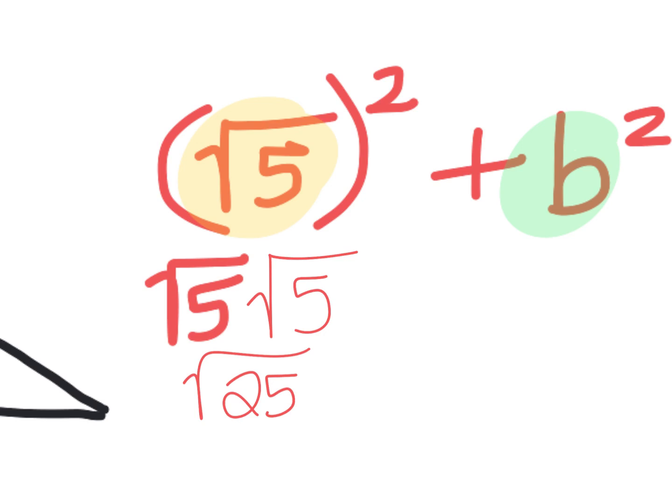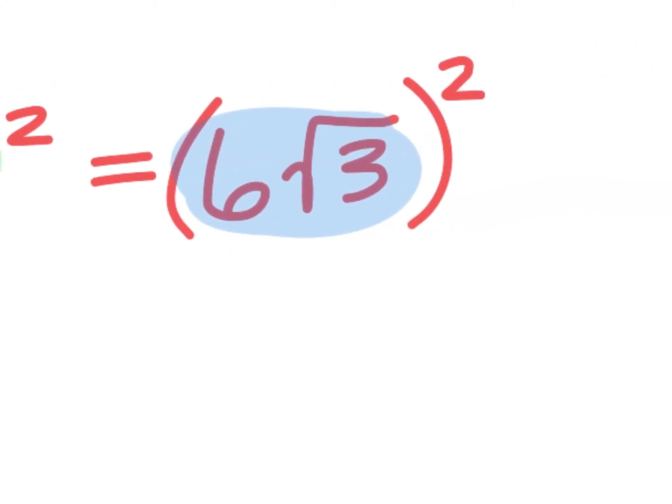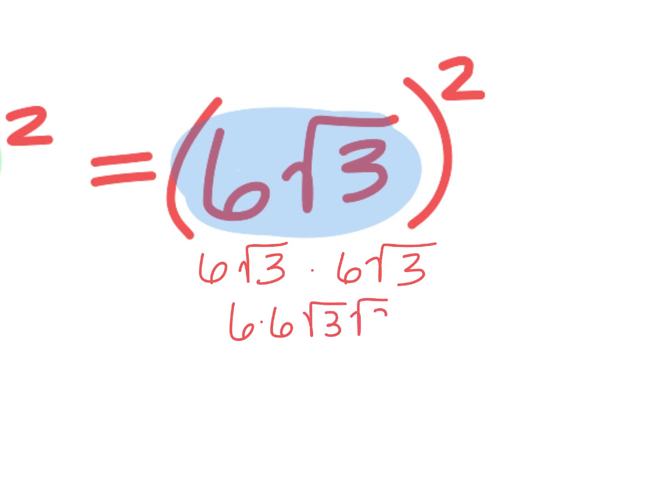Now, let's look at this other one. This is going to mean 6 square root of 3 times 6 square root of 3. That's what it means to have this value squared, is you have it written 2 times. Well, if we think about what we've done recently, this is 6 times 6 times square root of 3 times square root of 3. Well, 6 times 6 is 36. Square root of 3 times square root of 3 is going to be square root of 9. And square root of 9 is 3, so this is 36 times 3. And that's going to give you 108.